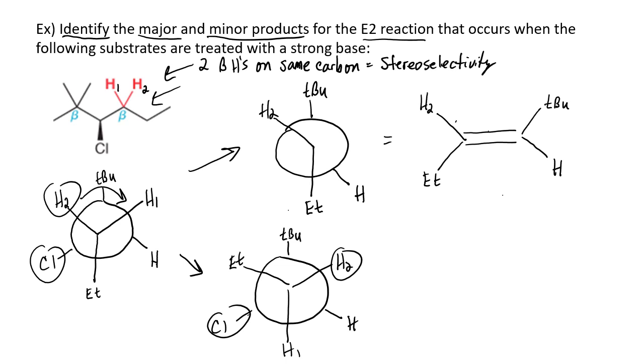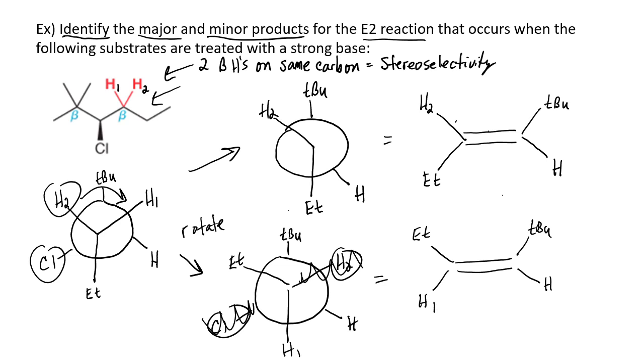All right, now H2 is anti-periplanar with my leaving group. All I did was rotate the front carbon here. Okay, so if I remove H2 and my leaving group, I get something that looks like this. All right, do you see the difference in the products here? I have my hydrogens on opposite sides. This is your trans product. And my hydrogens are on the same side. This is your cis product.